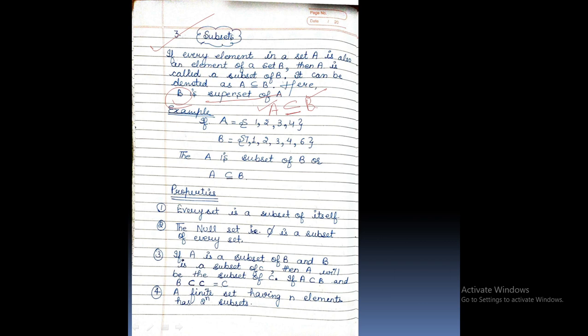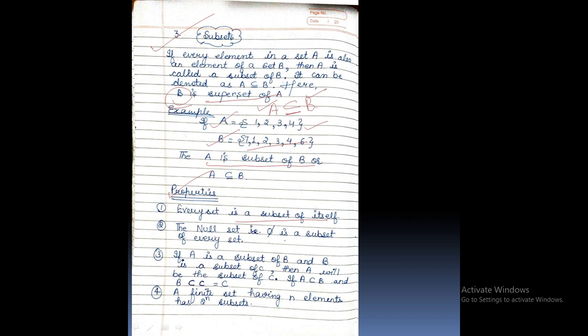For example, if set A has elements 1, 2, 3, 4 and set B has elements 7, 1, 2, 3, 4, 6. Here you can see 1, 2, 3, 4 of set A's elements are present in set B. That means A is a subset of B, or you can represent it as A subset of or equal to B. And there are some properties of subsets. First, every set is a subset of itself.